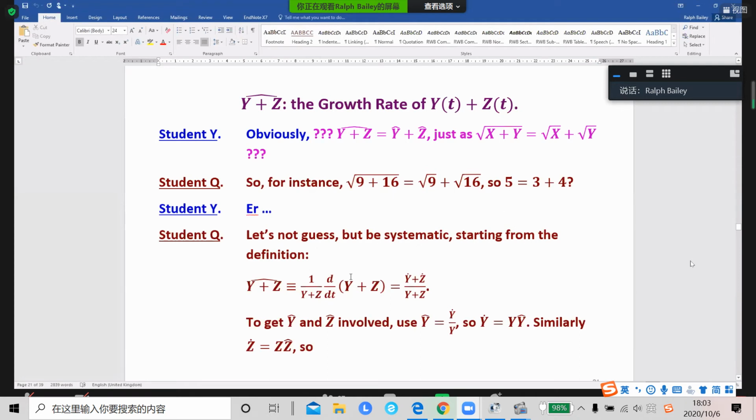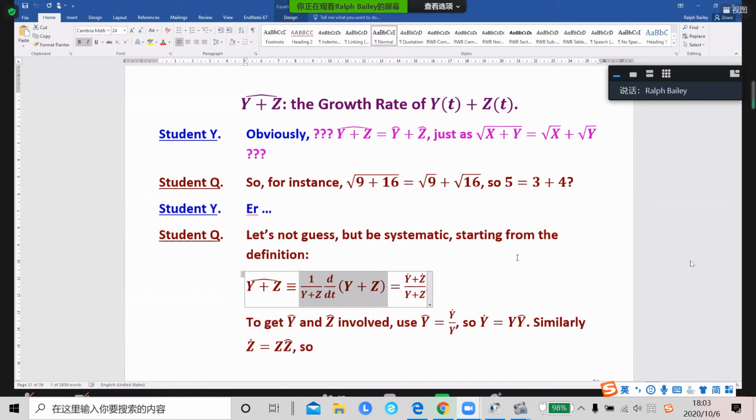What do we mean by the growth of y plus z? Well, here's the definition. The definitions will always give you a start in an exam, nearly always. If you don't get any further, you'll get some marks. But once you've written the definition down, that will probably tell you where to go next. How can we make progress?